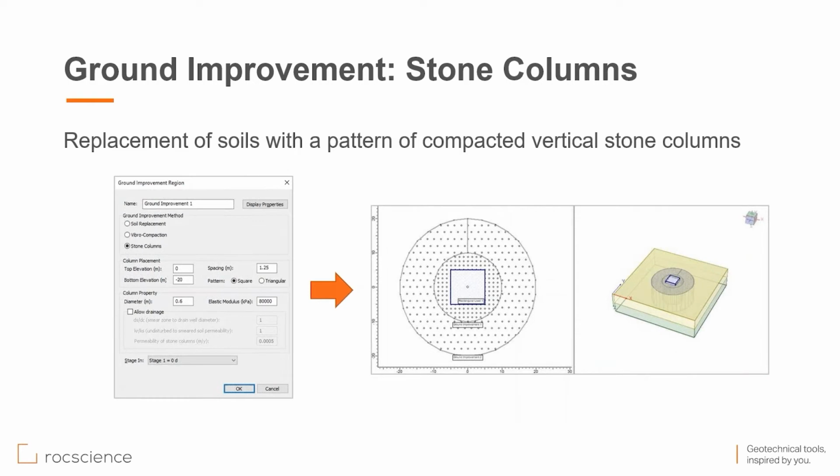In our presentation, we want to focus more on the stone columns, and it's a replacement of soil with a pattern of compacted vertical stone columns. And as you can see in this diagram on the left, when you select stone columns, it allows users to define the top elevation, the bottom elevation, spacing, and the pattern, along with the column properties of the diameter and elastic modulus of the stone columns. And you can also define different stages at which these reinforcements are applied. And on the right, you will see that you can define multiple regions on how these stone columns are applied under the load.